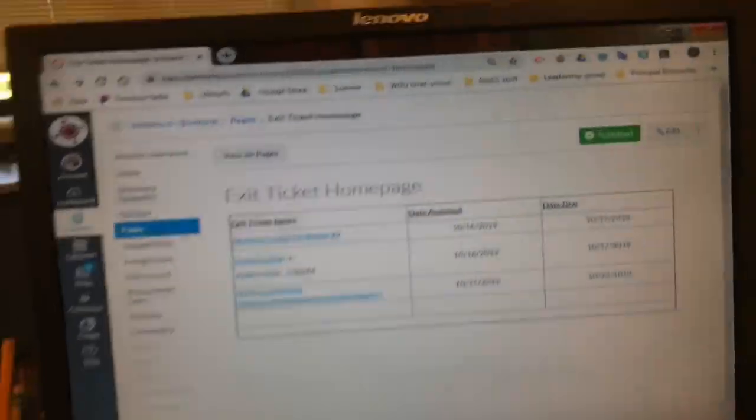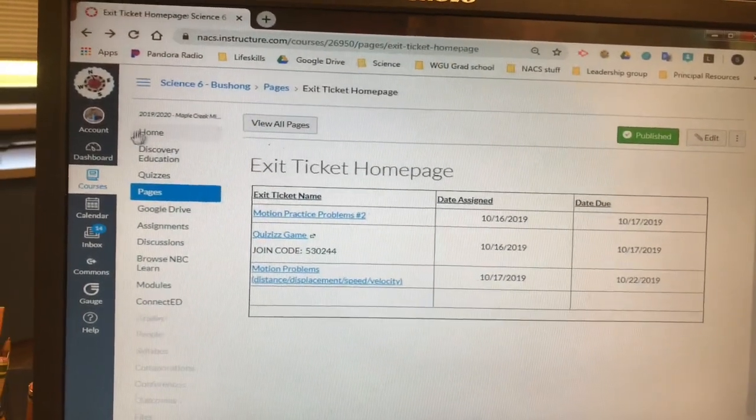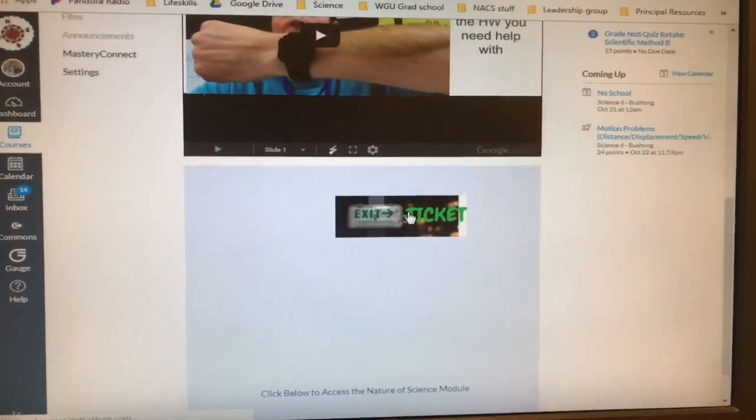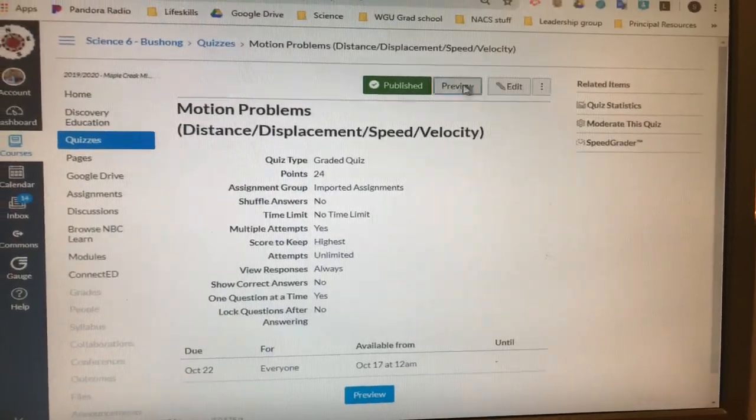And just wanted to go over your homework from class yesterday that's due on Tuesday. The one that's on Canvas on the motion problems, because I think some people were struggling with a couple of the questions. Also, you're about a week and a half out from your quiz over motion with distance, displacement, speed, and velocity. So your homework again is on the exit ticket page right there. Okay, you go to the motion problems.